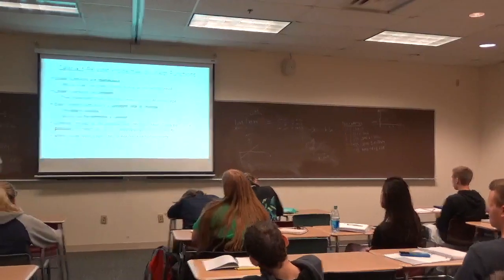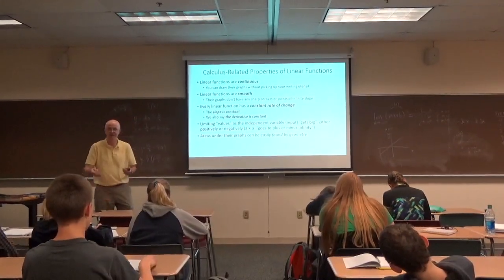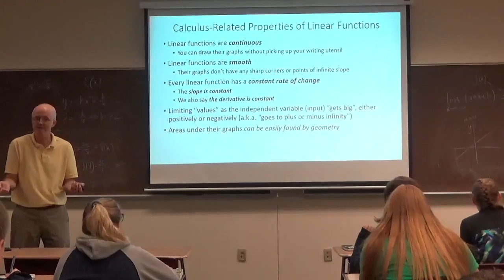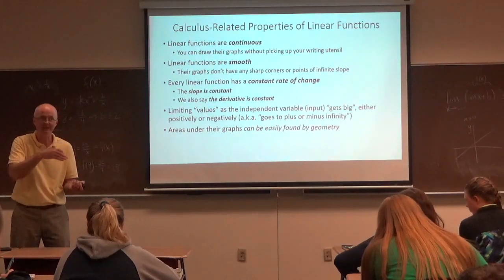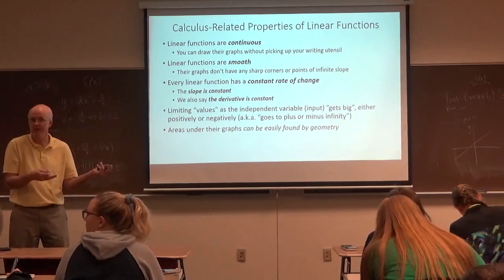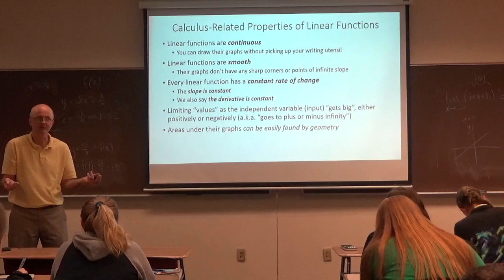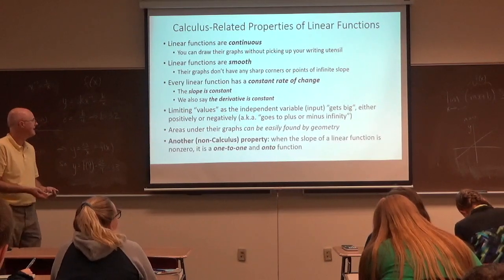Areas under the graphs, which is important because we talked about that the other day, can be found by geometry because you end up getting trapezoids. Remember the other day we talked about how areas under graphs is important? If the graph is the speed, then the area is the distance traveled. Those areas for linear functions can be found by calculating areas of triangles and trapezoids, which we know formulas for.